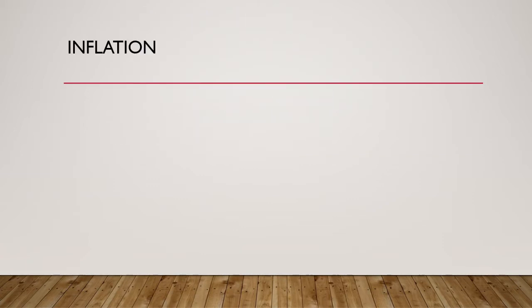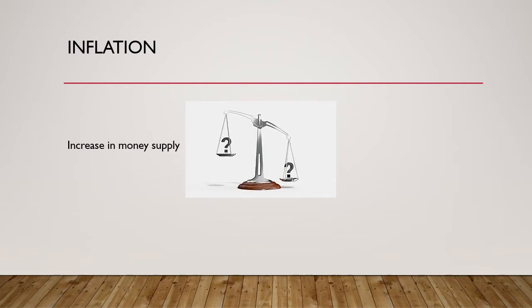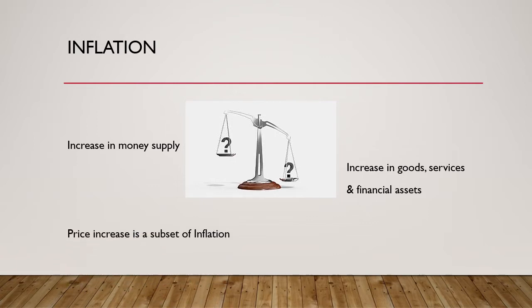Now, just to quickly summarize, inflation is actually an increase in the money supply vis-a-vis the increase in goods, services, and financial assets in the economy. So, if the increase in money supply is much more than the increase in goods, services, and assets in the economy, it indicates inflation. And hence, price rise or price increase is just a subset of inflation, not the entire inflation definition per se.